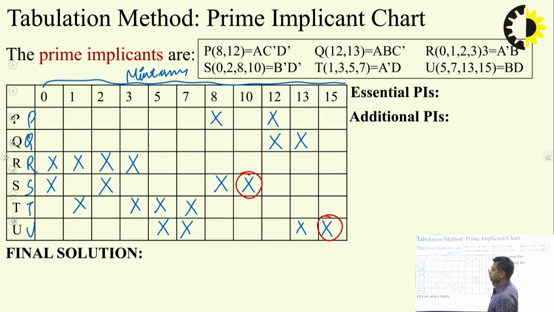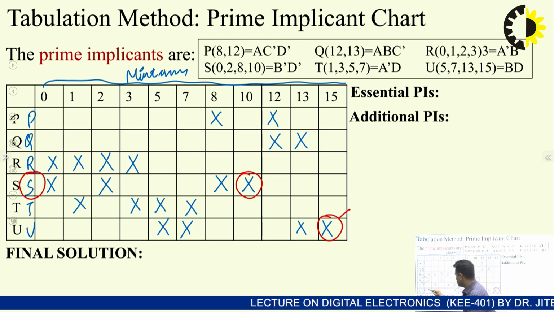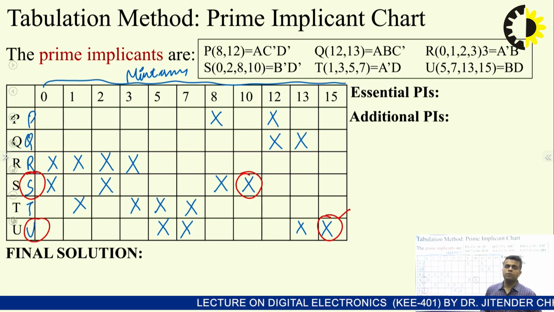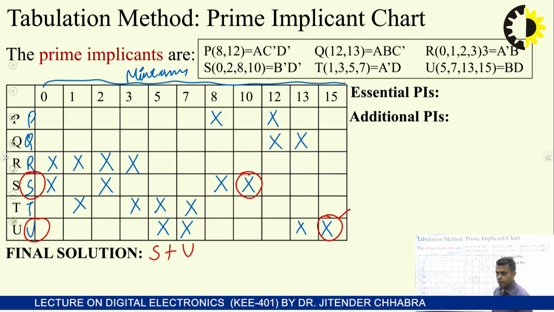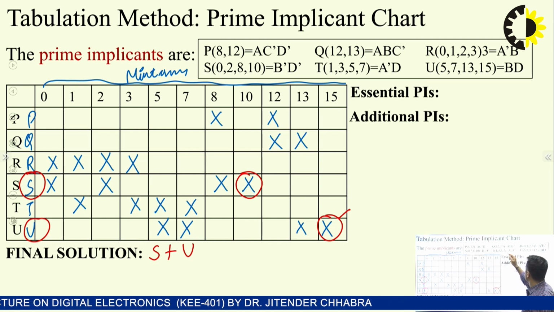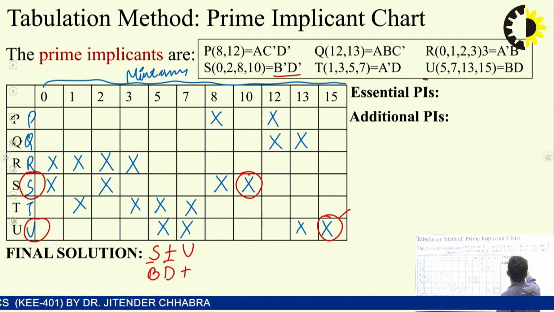In the first row there is no circled cross, in the second row no circled cross, in the third row no circled cross, and in the fourth row we can see there is a circled cross here. So that means S will definitely be part of my answer. Similarly, this cross in the last row says that U will also definitely be part of my answer. So the final solution will definitely have S plus U. S can be replaced with B bar D bar, and U is BD.